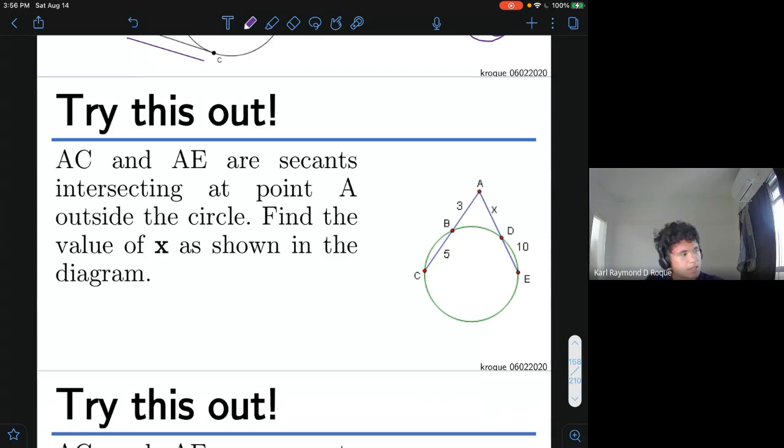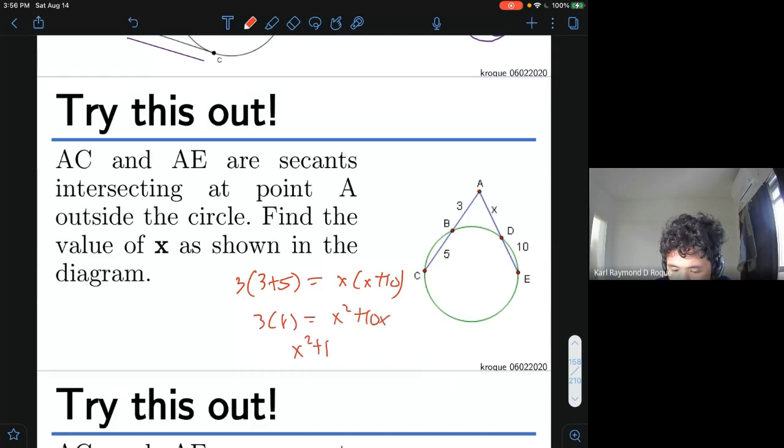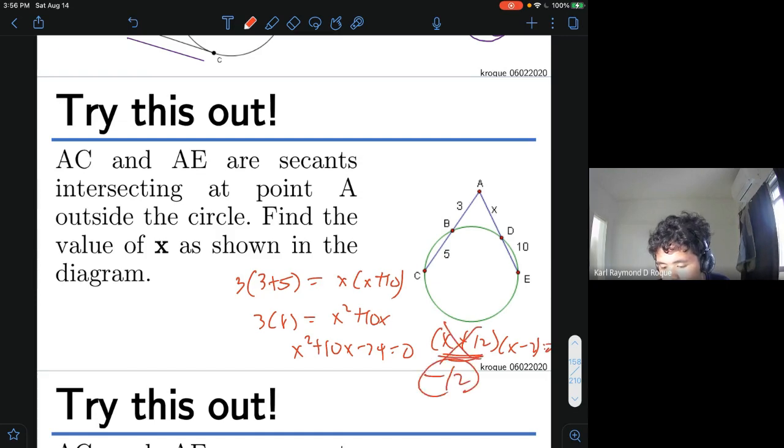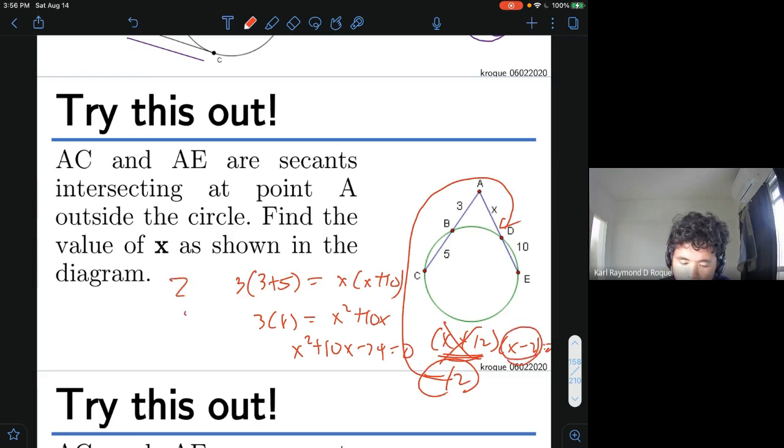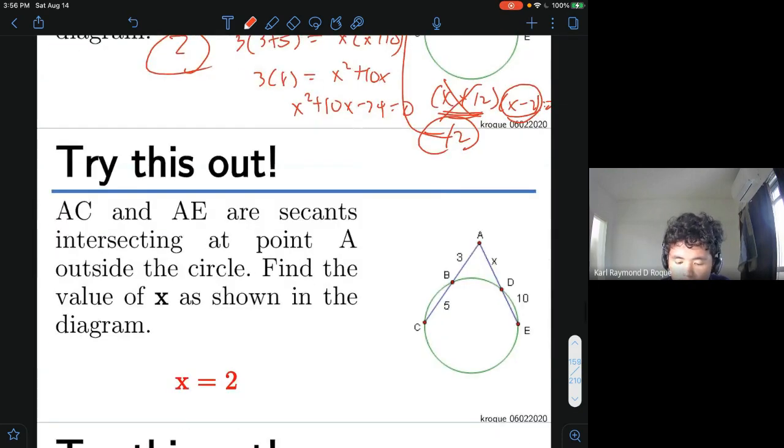Sige, let's try this. By power of a point, ano gagawin ko? 3 times 3 plus 5 equals x times x plus 10. 3 times 8 equals x squared plus 10x. x squared plus 10x minus 24 equals 0. x plus 12 times x minus 2 equals 0. Siyempre, bawal ito kasi negative 12. Pag pinasok natin dyan, negative yung lalabas. So, dapat 2. x equals 2. Simple lang, di ba?